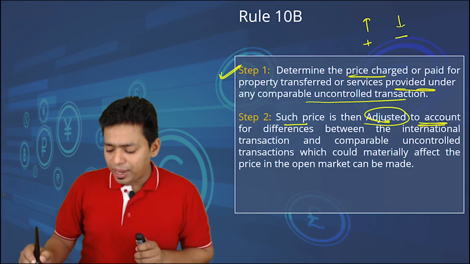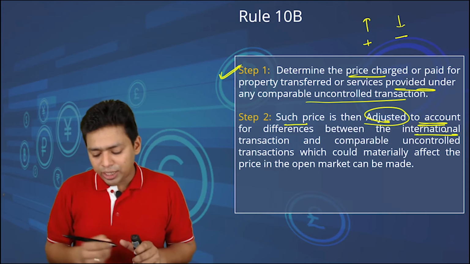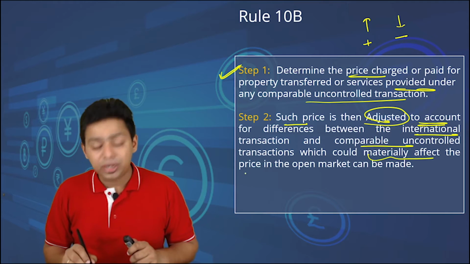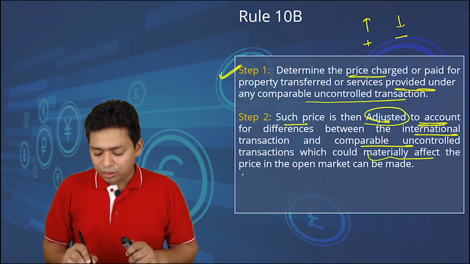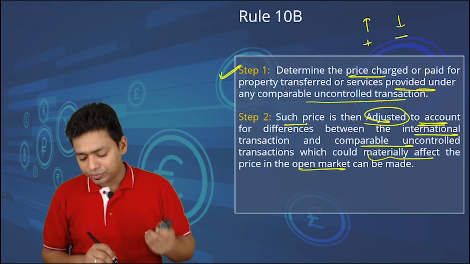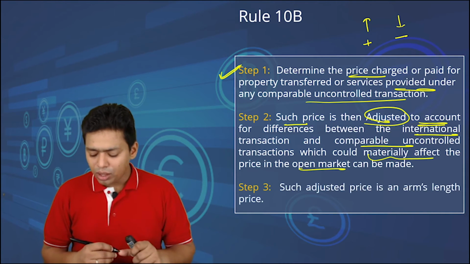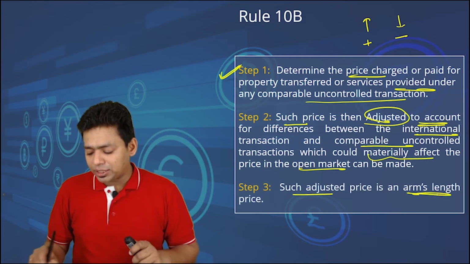Such price shall then be adjusted on account of differences between the international transaction and the comparable uncontrolled transaction, which could materially affect the price in the open market. Whatever adjustment we can make, we will make. Next, such adjusted price is the arm's length price.